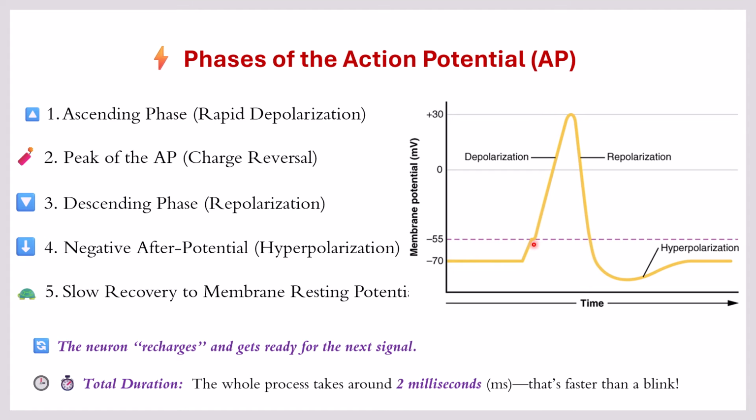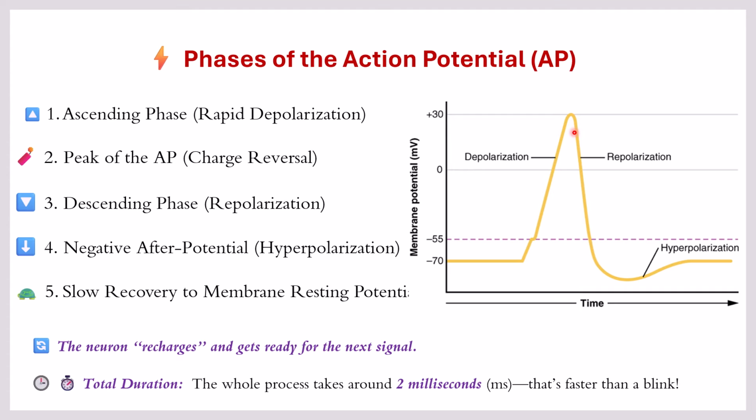The second phase is the peak of the action potential. It's the peak when we have this charge reversal. It will become positive. It can reach, for example, 30 millivolt. At this point, the inside of the cell is now more positive than the outside. So a complete reversal of charge has occurred. So this signal has reached its peak, and what will happen next?